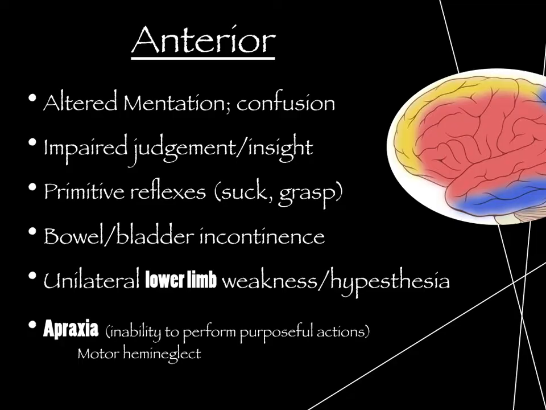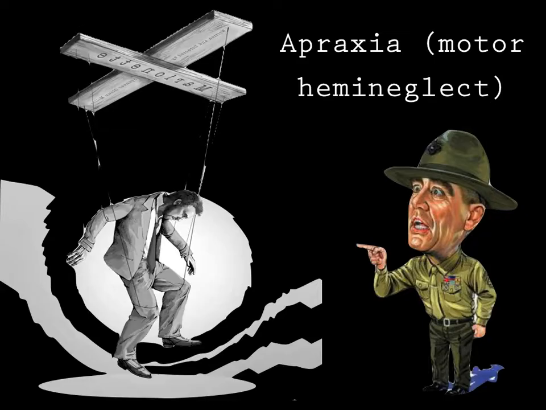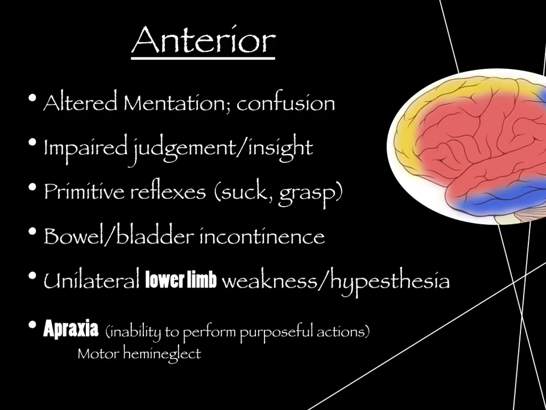All right, moving on. Anterior circulation strokes, anterior cerebral artery strokes. These primarily target the frontal lobe. And then you also get some of the medial parietal lobes. So this explains the altered mentation and confusion you see with these. These people end up with impaired judgment and insight because of the effect on the prefrontal cortex, which is responsible as the executive function of the brain.